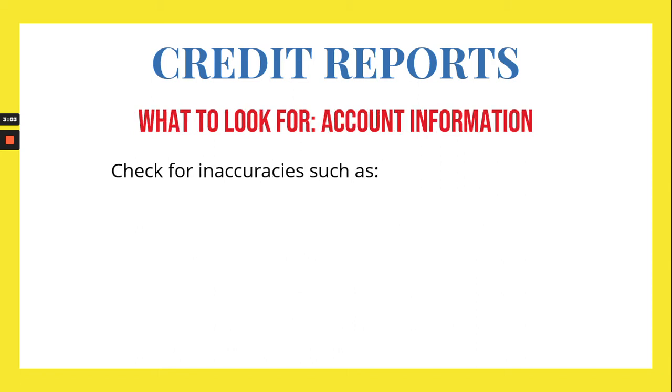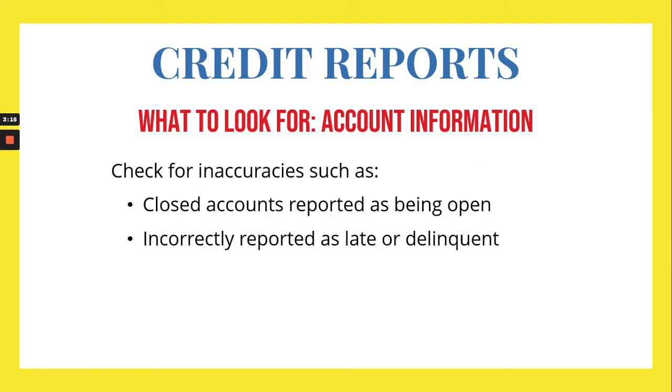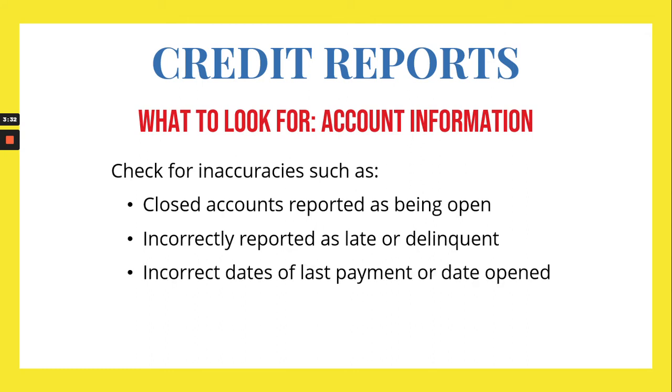Under account information, where you'll see the trade lines, you're going to check for inaccuracies such as closed accounts that are being reported as open, or inaccurately reported as late or delinquent. You can look at the payment history. Look for 30 days, 60 days, 90, multiple 30s, multiple 60s, multiple 90s, multiple late payments. You're going to look for inaccurate or incorrect dates of last payment or date opened.